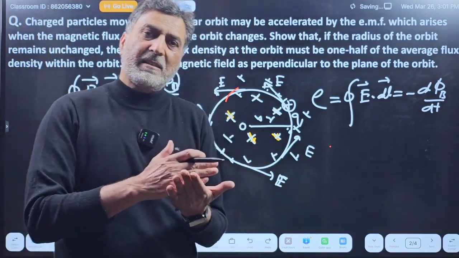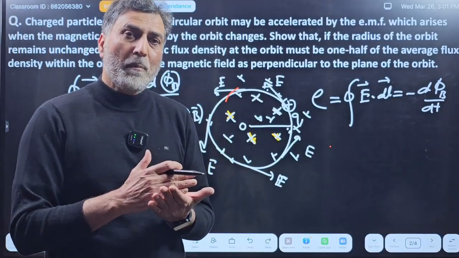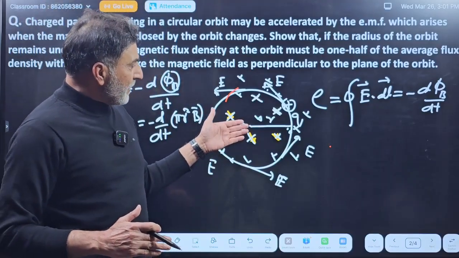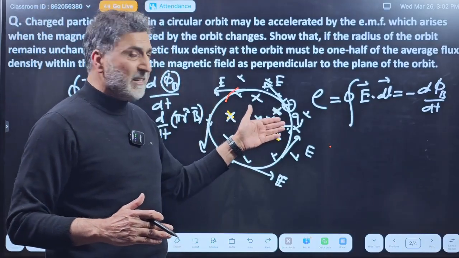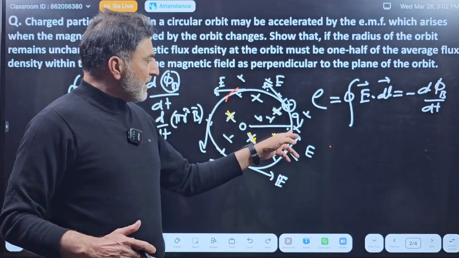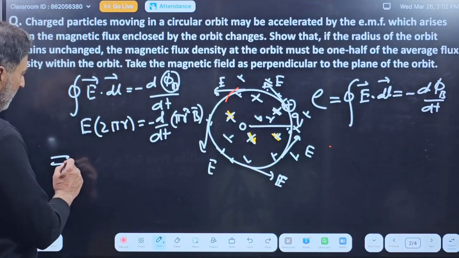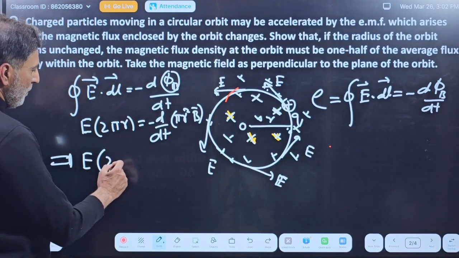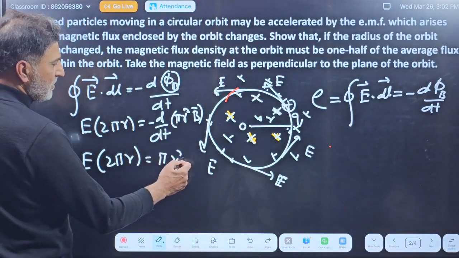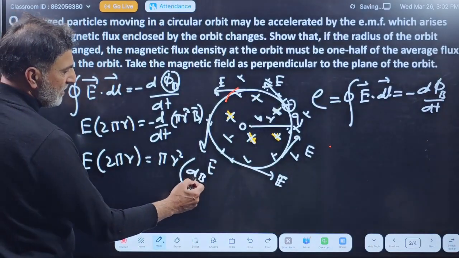It should change with time to produce the induced EMF or the circular electric field, and also it should change with position. So magnetic field should change when we go away. Should it decrease or increase, that we will find through the equations. The magnetic field at the periphery, let me suppose that is B. Okay, so what we do is it is electric field into 2 pi r is equal to pi r square into dB by dt, where r is constant.